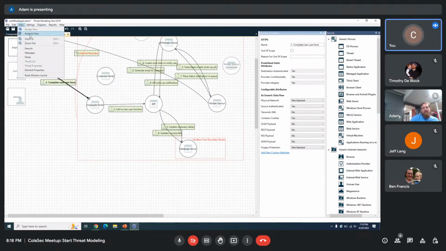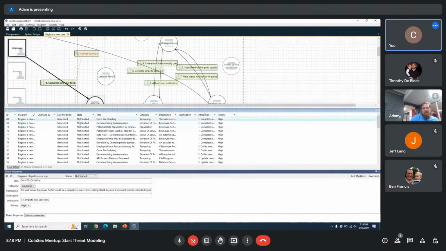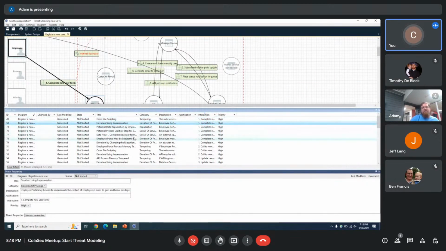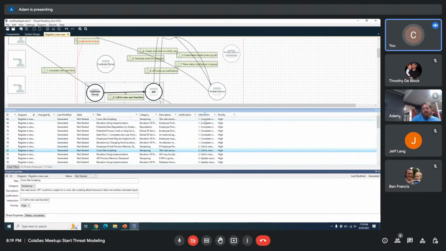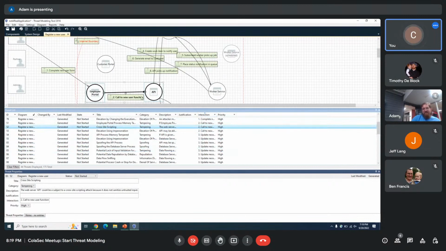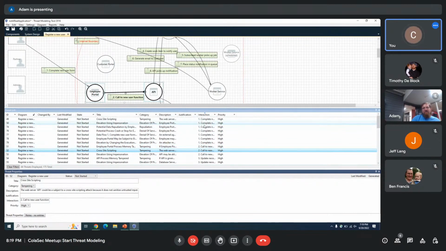Okay, so now we go back to analysis view. I've got a different list. Now I've got cross-site scripting and elevation using impersonation. I've got a different set of threats to consider because I've provided the system with more information. So we can walk through the entire chain here if we sort by interactions. I haven't specified that that's an encrypted connection, so I've got a very short list of things to consider.